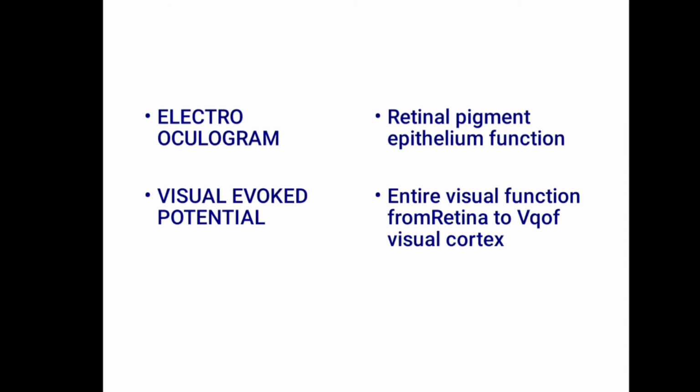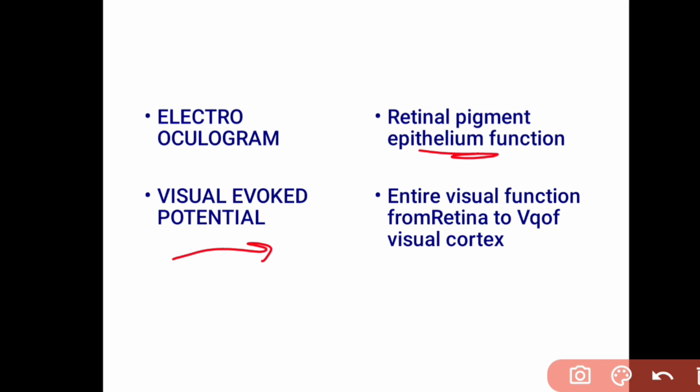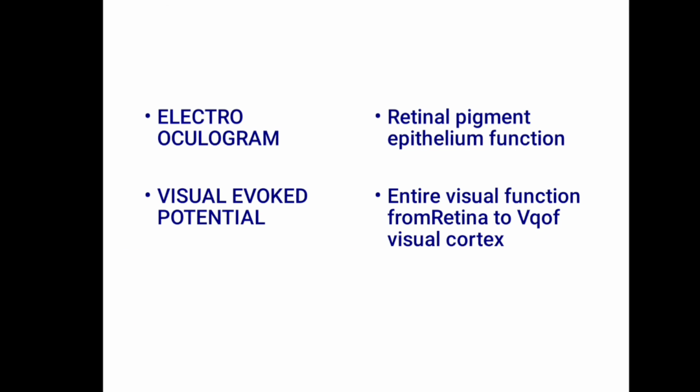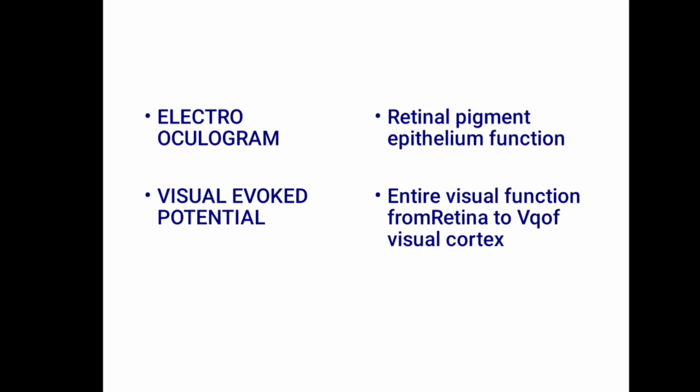The next type of electrophysiological test is electrooculogram, which tests for retinal pigment epithelial function. Then we have visual evoked potential, which tests for the function of the entire visual pathway from the retina to the area V1 of the visual cortex. So this is about visual evoked potential. This is the introduction video about the electrophysiological tests. In the next video, we will go into the details of ERG, EOG and VEP.